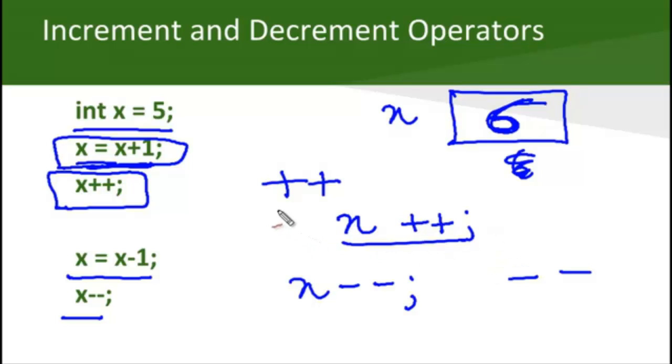So you have the increment operator ++ and the decrement operator --, and these are unary operators because they act on one operand. Only on x this is acting. Previously we saw binary operators and they required two operands, but x++ and x-- are acting on only one operand, and that's why these are unary operators. ++ is the increment and -- is the decrement operator.